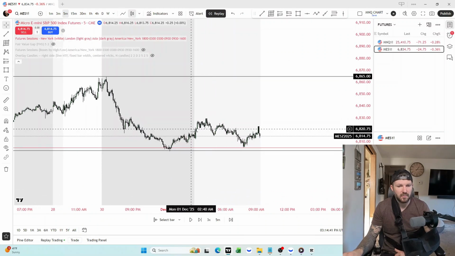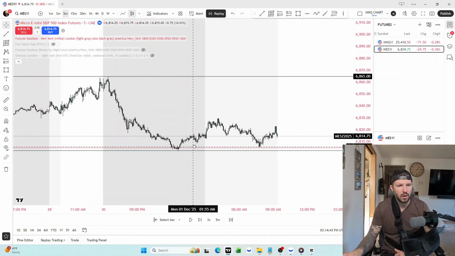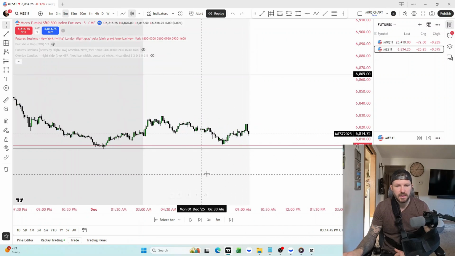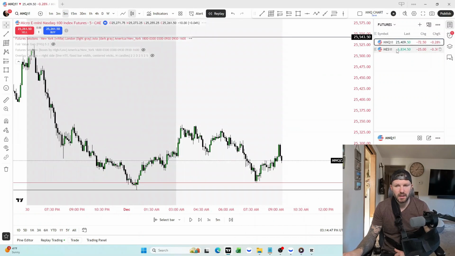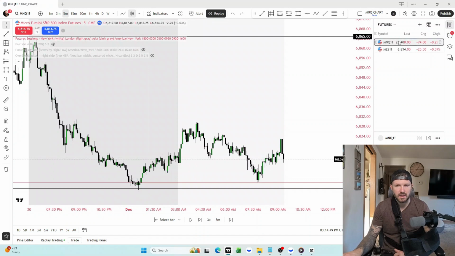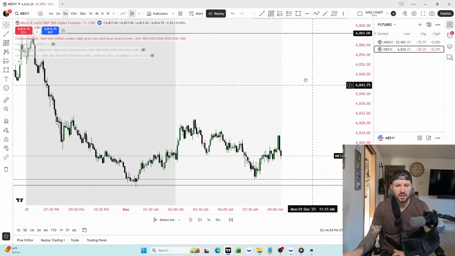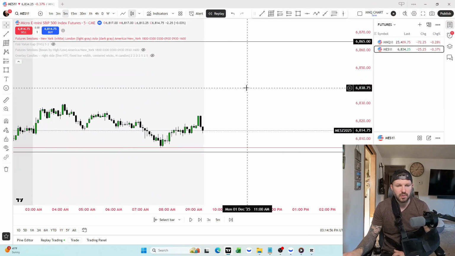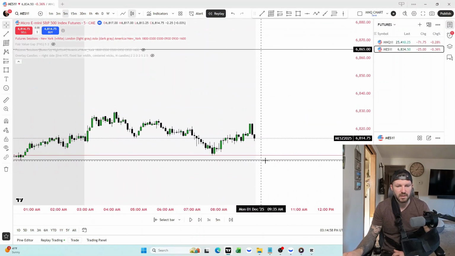Okay, so now we're on the 5-minute chart. We are on MES and MNQ. I'm kind of just bouncing between these assets to see if we can get some sort of SMT divergence. So let's go ahead and push play and see if either of these levels can get taken out on either pair.